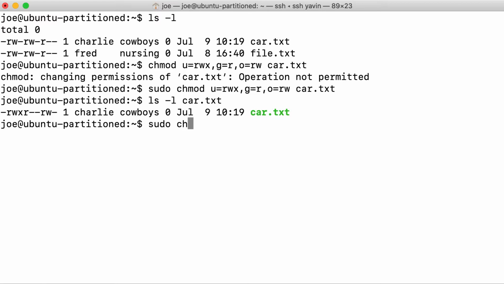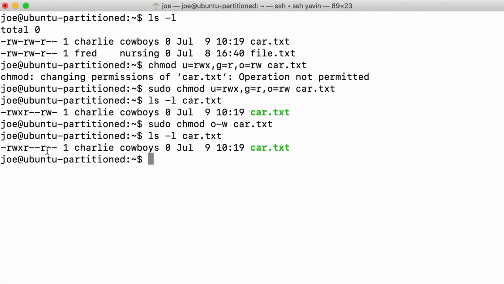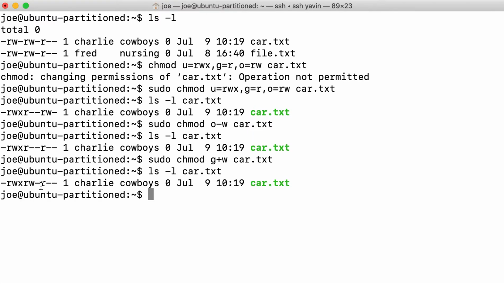So now let's do chmod. Let's take away the group other, take away their write permissions on car.txt. So you can see now that I removed the W permission for others. Let's look at sudo chmod. Let's say groups, add them the write permission on car.txt. And you can see now I added the W permission for groups on car.txt. So that's a quick overview of symbolic notation.